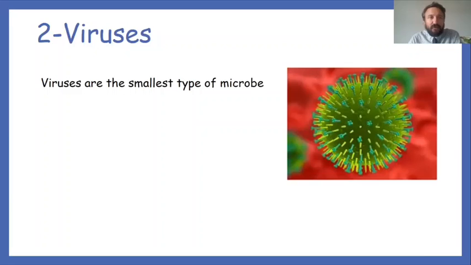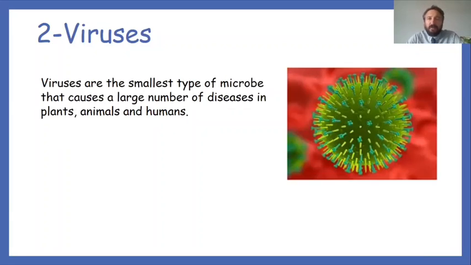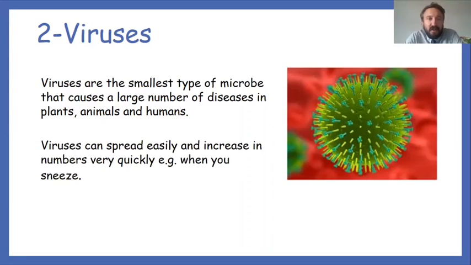So number 2, viruses. Well, we all know about viruses. Viruses are the smallest type of microbe or microorganism that causes a large number of diseases in plants and animals and humans. Now there's an illustration, a picture of a virus there. Viruses can spread easily and increase in numbers very quickly, for example, when you sneeze and you've not cleaned your hands.